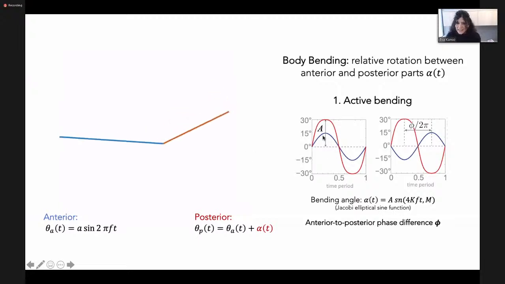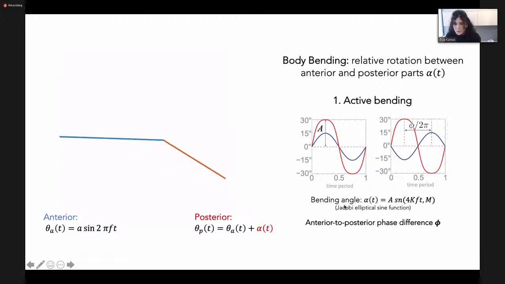So I looked at active bending first, where the bending is prescribed. I have this relative angle alpha that I just defined, and I'm going to prescribe it to follow a Jacobi elliptic wave, shown in red. I'm going to fix its amplitude to be 30 degrees, like the experimental observation. I'm going to fix the flexion point to be at 2/3 from the head, 1/3 from the tip.